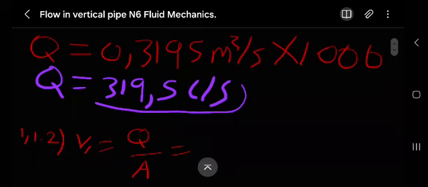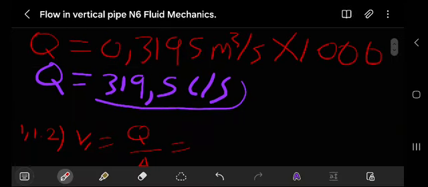1.1.2. I want us to calculate first the velocity. We'll call this V1, because it's the one of the inlet. V1 must be equal to Q over area. Then Q, we have calculated Q above. We know that Q is 0.3195, right?